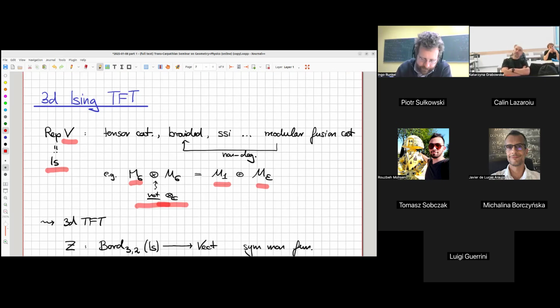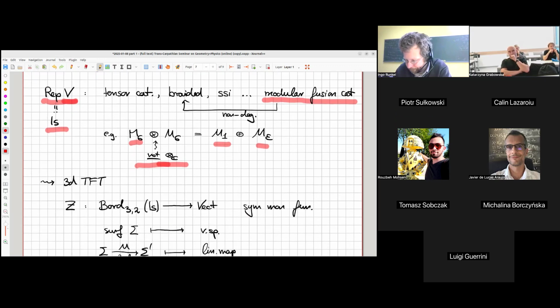Anyway, so you've got this category. It's a tensor category. It is also braided. You can exchange two representations. It's semi-simple. And the technical term for it is a modular fusion category. And the modular refers to this braiding being non-degenerate.